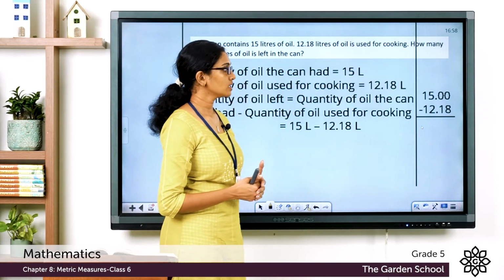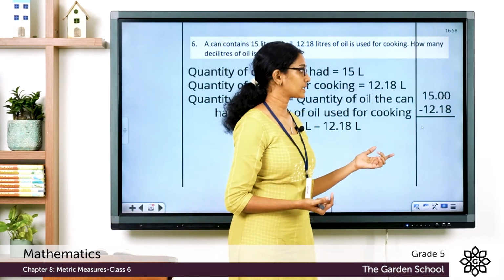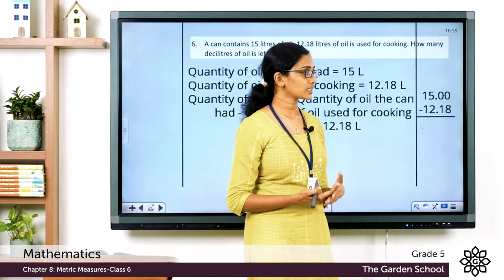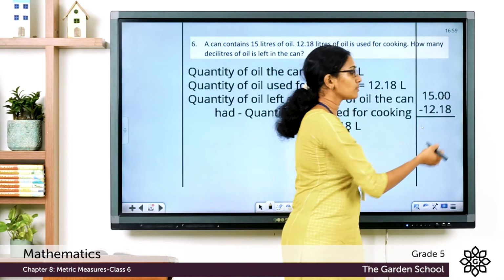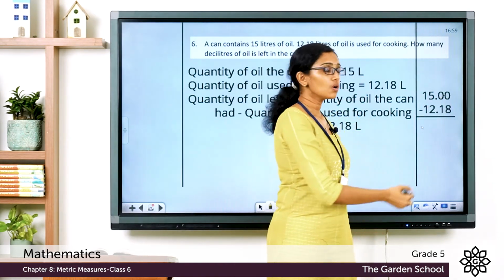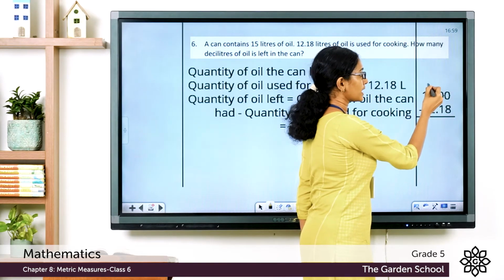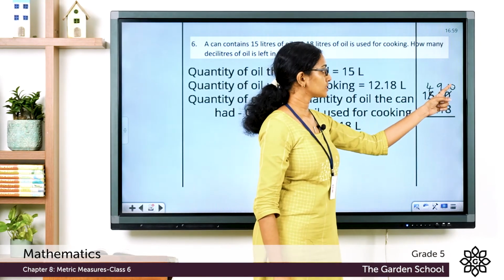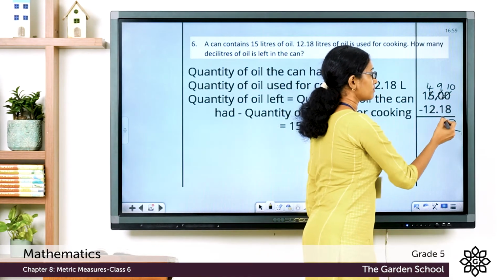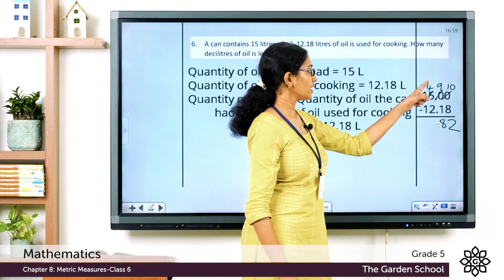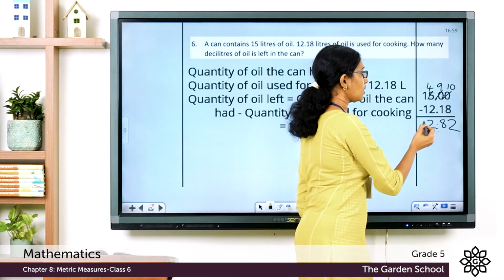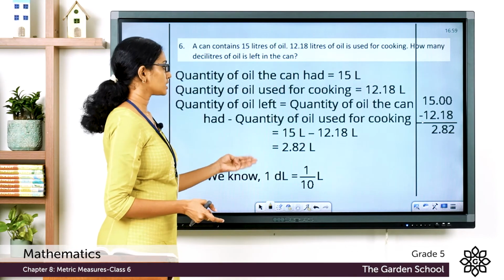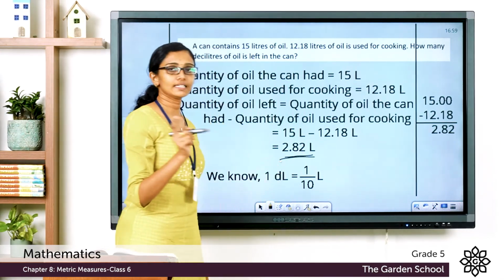Let's do the subtraction. 15 minus 12.18. Since 15 does not have digits after the decimal point, let's put 2 zeros there. Now let's do the subtraction easily. 0 minus 8 we cannot do, so we have to borrow. But here also it is 0, so we are going to the next place. So this becomes 4, this becomes 9, and this becomes 10. So 10 minus 8, it is 2. 9 minus 1, 8. Put the decimal point. 4 minus 2 is 2. Now 1 minus 1 is 0. So what is the quantity of oil left? It is equal to 2.82 liters.